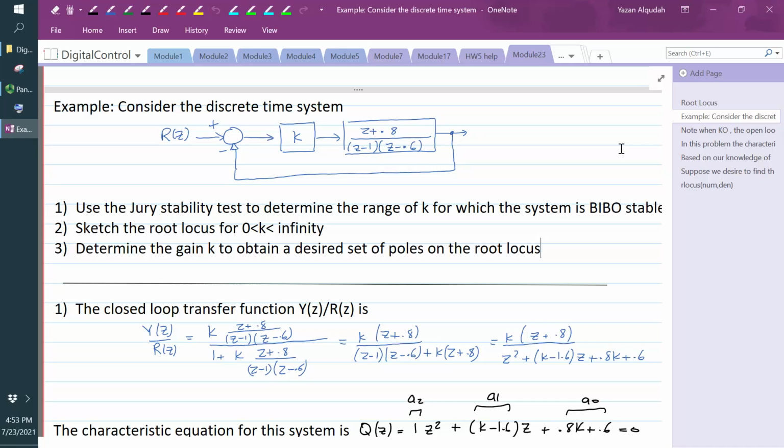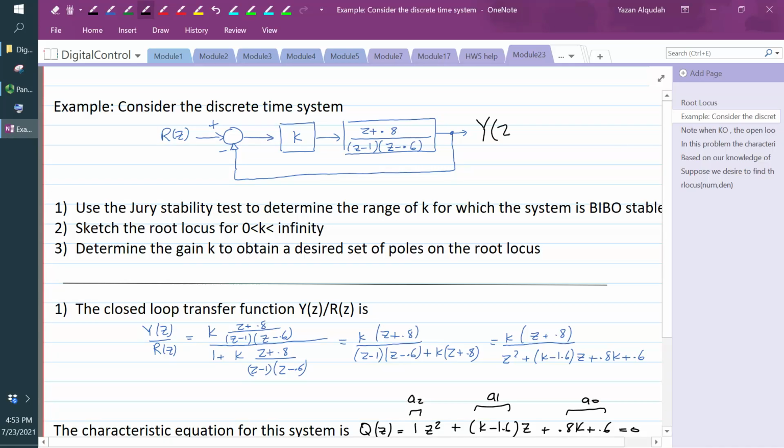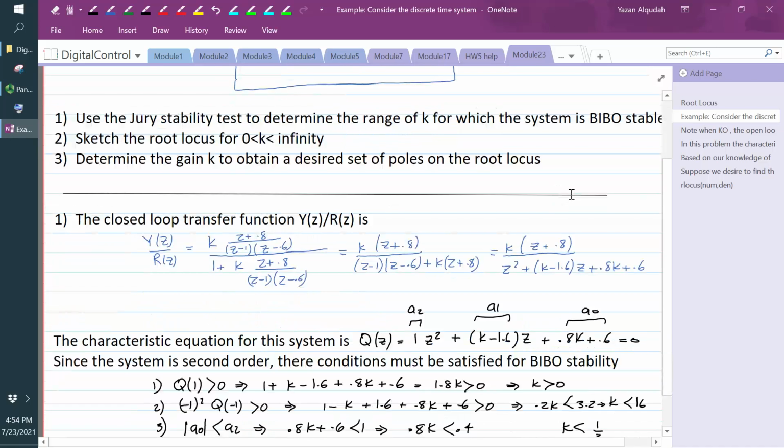Okay, so looking at this system, we're going to calculate the closed loop transfer function. This is the output y of z here. Since everything is in the z domain, I can just calculate y of z over r of z, which is going to be g of z, the forward path, over 1 plus g of z. If I plug in the forward path transfer function, I get y of z over r of z equals k multiplied by z plus 0.8, divided by z squared plus k minus 1.6 multiplied by z plus 0.8 plus 0.8k plus 0.6.